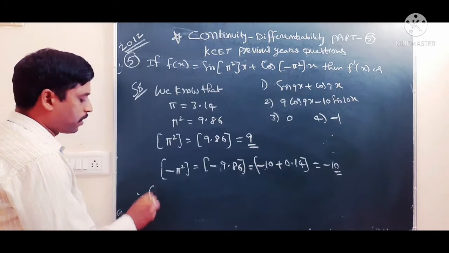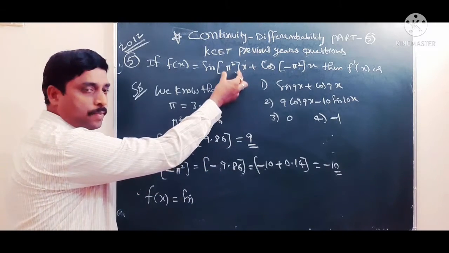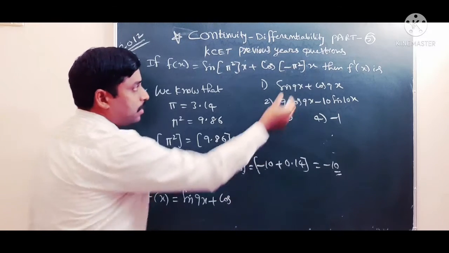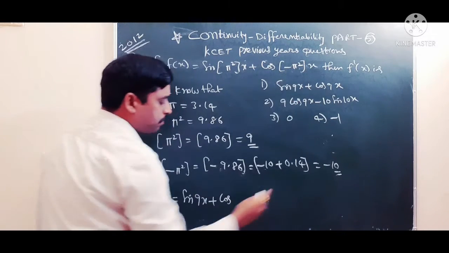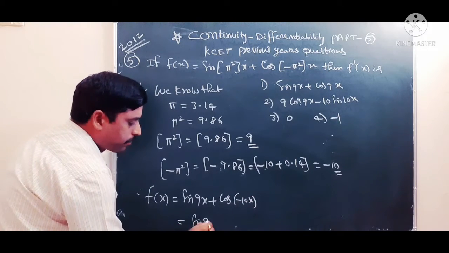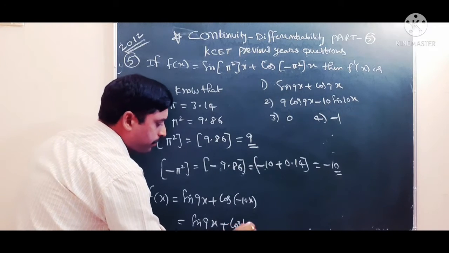So therefore f of x is equal to sine of the integral part of pi square value 9x plus cos of the integral part of minus pi square value minus 10x. This would be sine 9x. Cos of minus theta is plus cos theta, cos 10x.